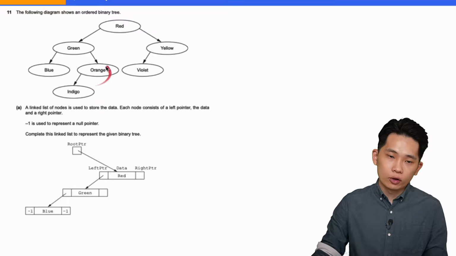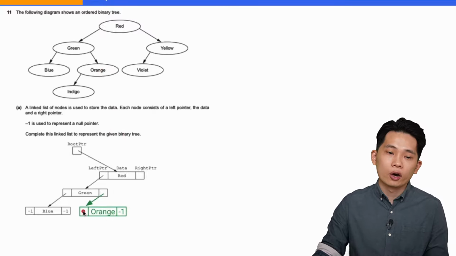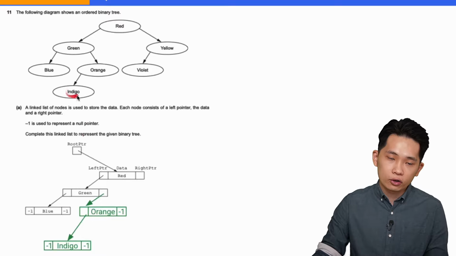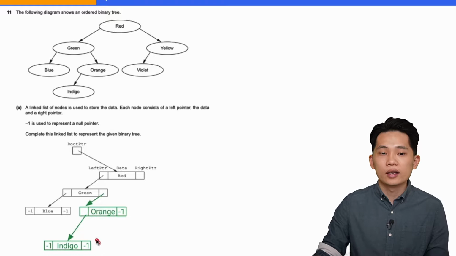So let's start with orange here. For orange, it will be on the right of green here. And then this will be -1 here, since there's no data on the right hand side of orange here. And then on the left for orange, it will be indigo here. And then since indigo doesn't have any data below this indigo here, it will be -1 and then -1 here.